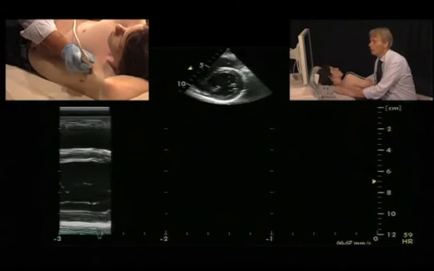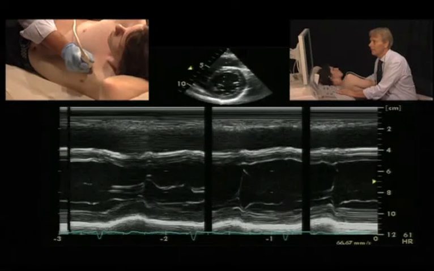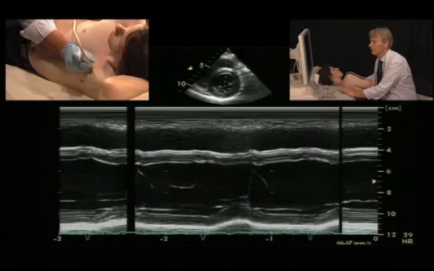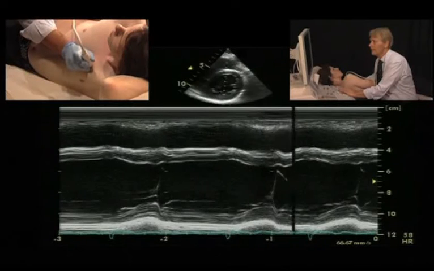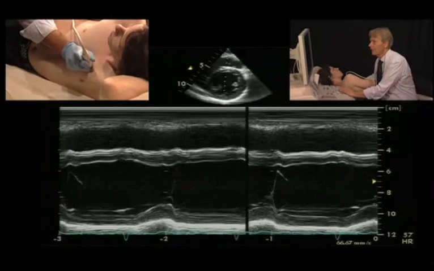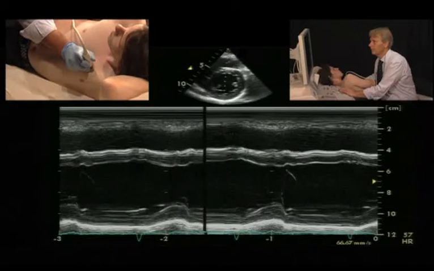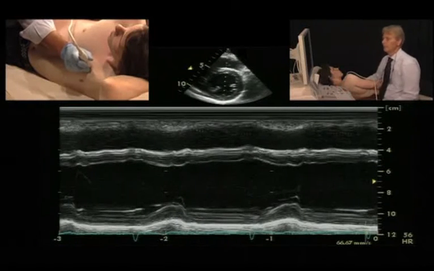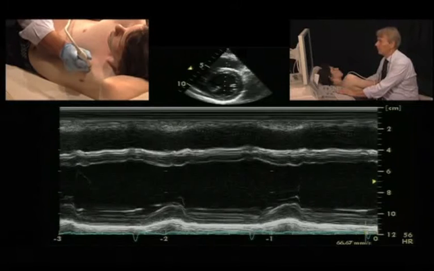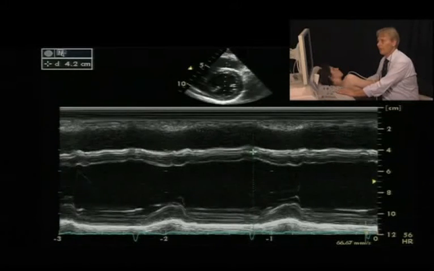put the M-mode exactly through the middle of the left ventricle and optimize the image so that you have a very good contour, and then freeze the image and perform the measurement of the septum at diastole. So we have the biggest width of the left ventricle shortly before the QRS complex starts. So this is where you would start with your M-mode measurement of the septum.